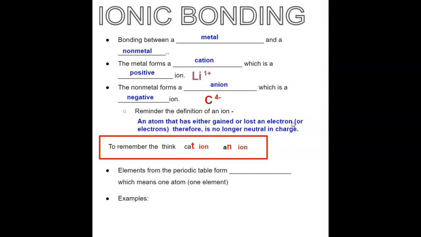Elements from the periodic table form what we call monoatomic ions. Monoatomic, meaning one atom. That's all we're talking about. Examples of monoatomic ions would be anything from the periodic table. These would be three more examples of cations. This would be three more examples of anions. Those are all monoatomic. One atom.